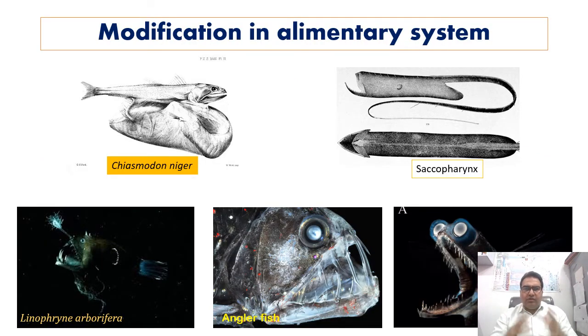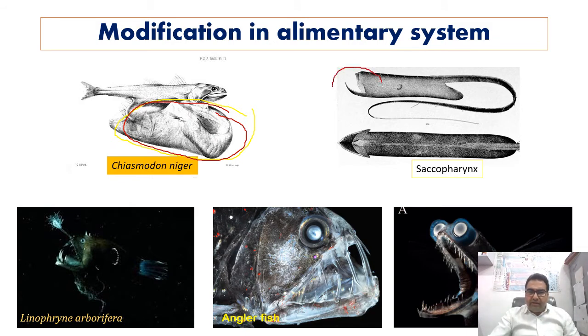Now, these very fishes have undergone modification in their alimentary system as well. What kind of modifications are we seeing here? These fishes have a distensible stomach. It means that they are able to eat larger chunks of food or larger prey, so that if food is not available for a few days, they can do without.